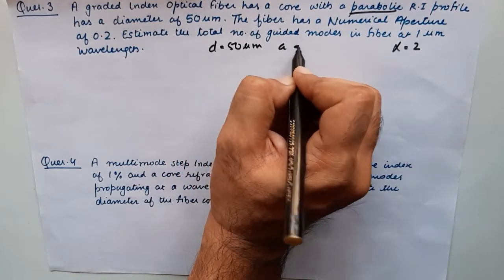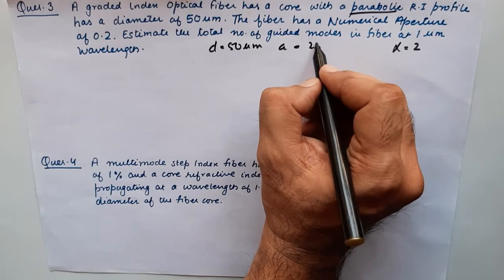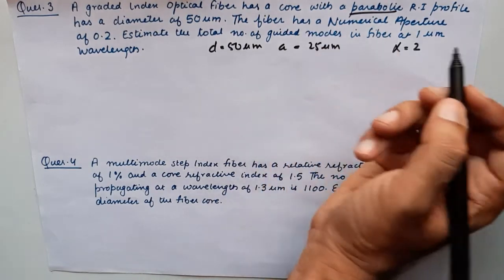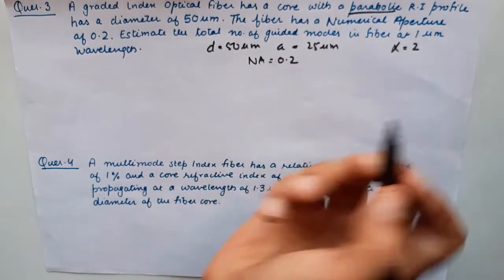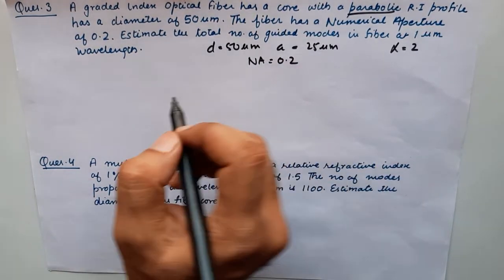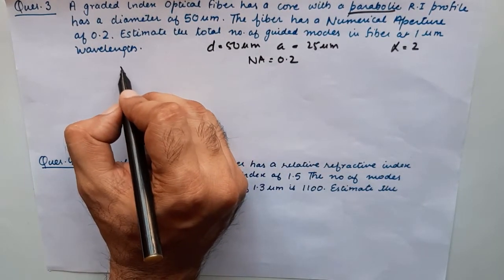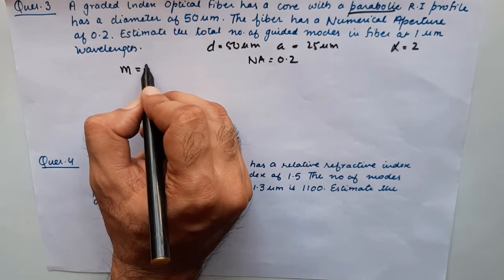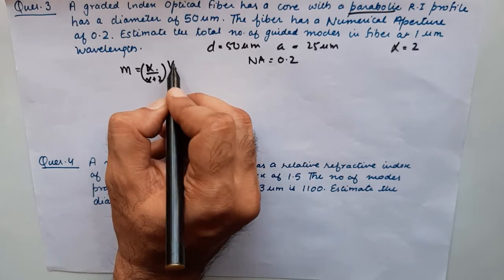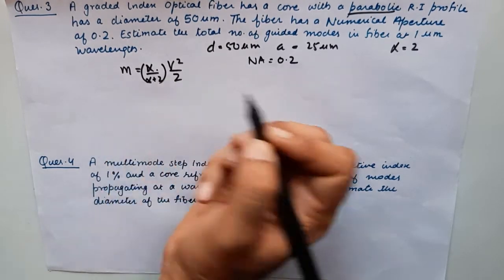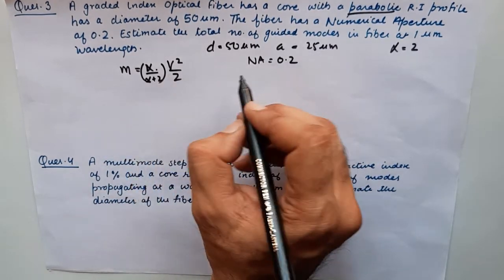So a will be 25 micrometer. The fiber has a numerical aperture of 0.2. Estimate the total number of guided modes. So we know that guided modes are alpha upon alpha plus 2 into V square by 2. So we need to find V first.